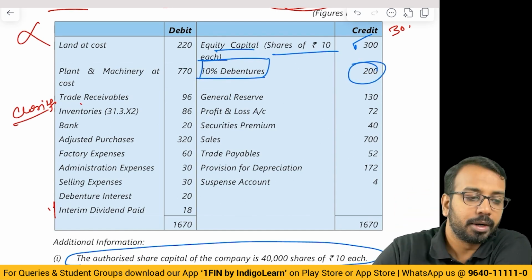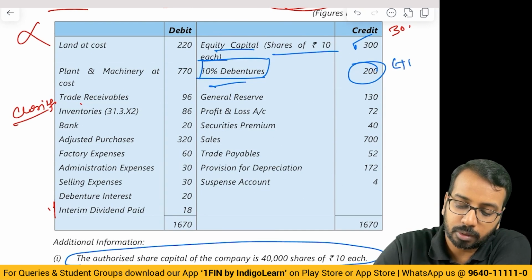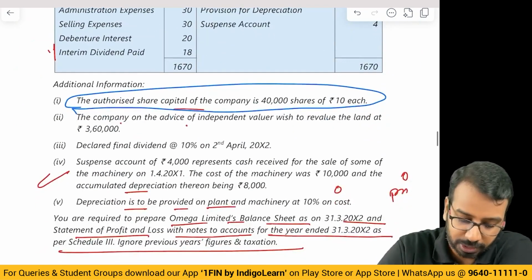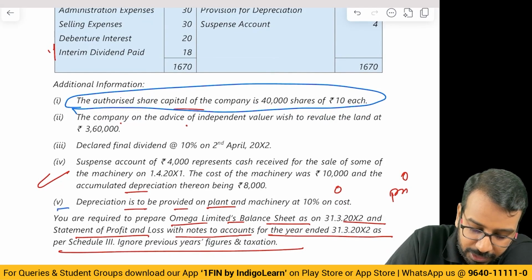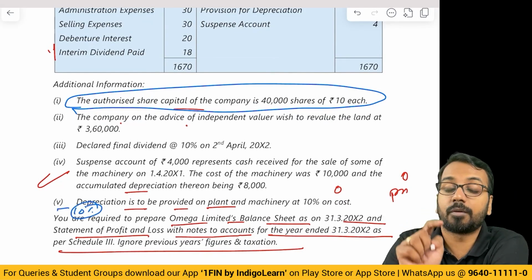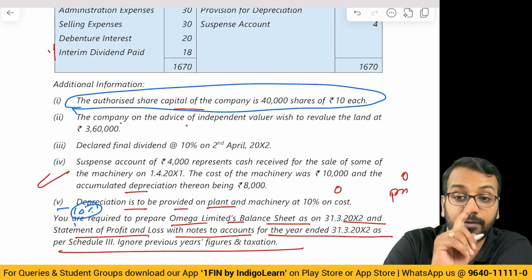10% debentures 200. This is what? This is a long-term borrowing. Now this 10%, there is no adjustment given. So what you can make a note here separately is that you have to provide 10% interest because you need to provide interest for debentures. If you don't do this, you will forget.